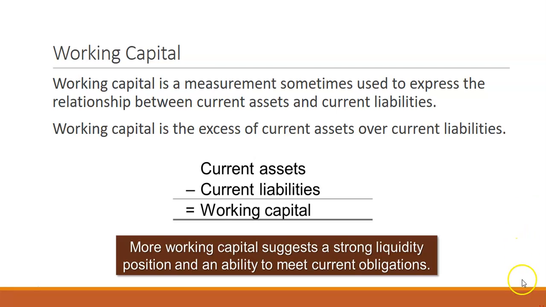Now we'll start working through each of those different ratios. The first ratio is working capital. Working capital is a measurement of current assets to current liabilities. So it's the excess amount of current assets over current liabilities. This shows that we have strong liquidity and ability to meet our current obligations.